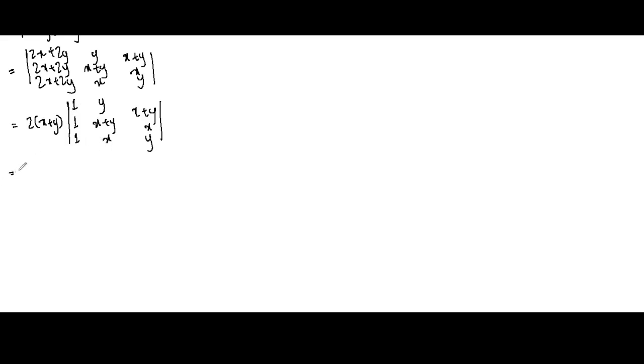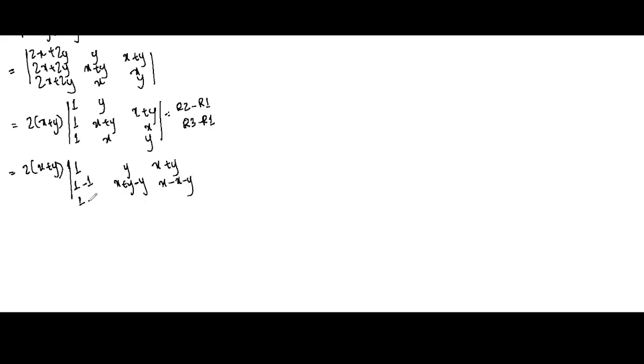Okay, so it is equals to 2 into x plus y. What are we going to do? We are going to make the first elements of these two rows as 0. So for that we are going to subtract it from row 1. So what we are going to do is r2 minus r1 and r3 minus r1. Let's do it now. First row will be written as it is: 1, y and x plus y. This one is going to be 1 minus 1. Then we have x plus y minus y. And then r2 minus r1 is going to give us x minus y.